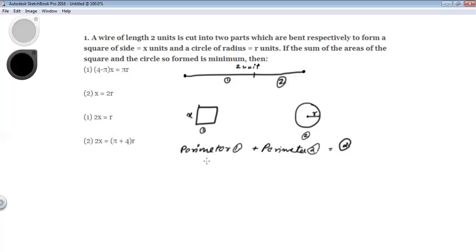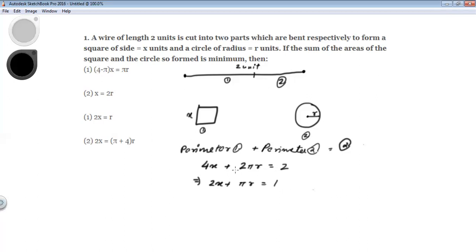So the perimeter of the first one is nothing but 4x. And the perimeter of the second figure is nothing but 2 pi r. This is the circumference of the circle, right? So this is equal to 2 units. All right. So from this, what do we get? We get 2x plus pi r equals 1. So this is our equation.